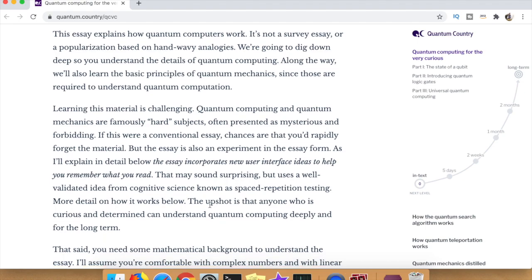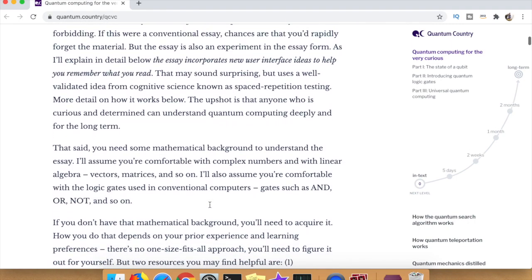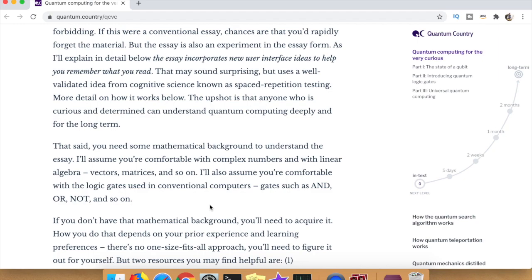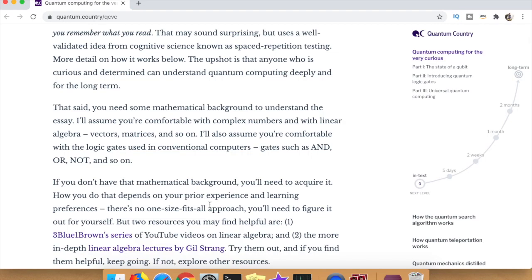I don't need all this extra stuff, but I had to read it to get down to the nitty-gritty. So right here is where they're talking about the background you'll need to know. I mentioned this in the introduction to the video. You need to have an understanding of AND gates, OR gates, NOT gates, and you also have to have an understanding of linear algebra to get through this.